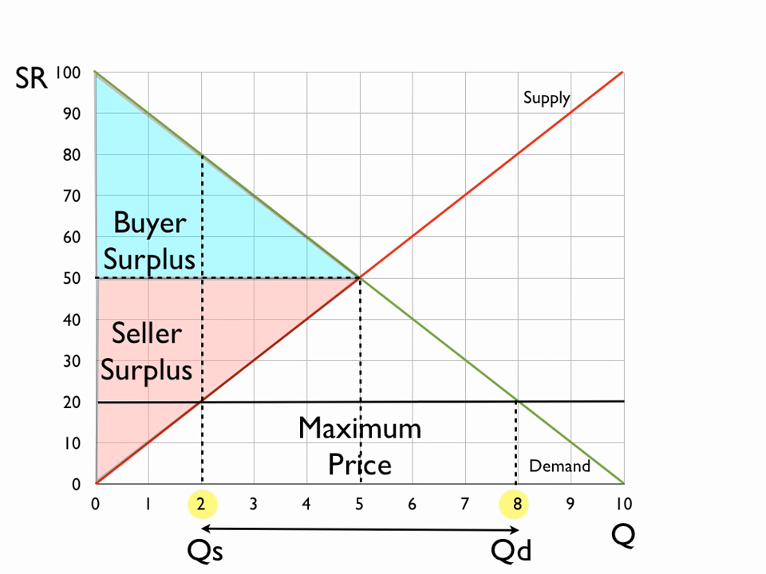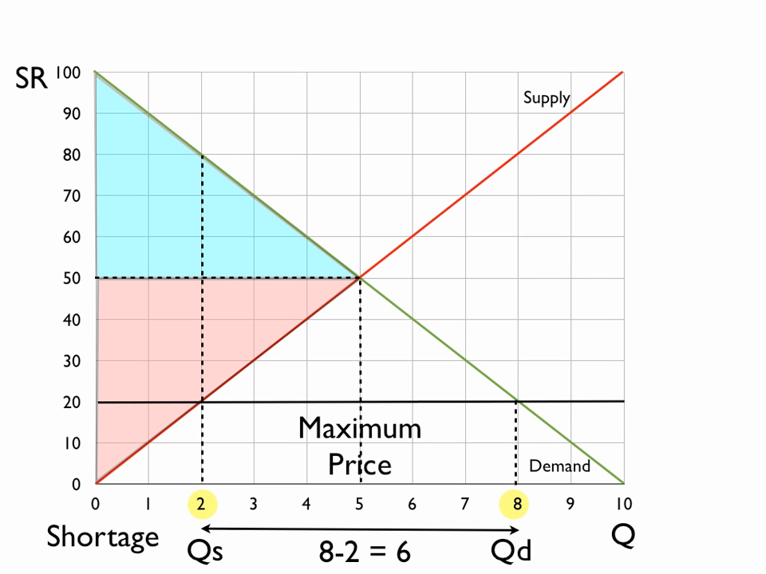So our difference would be noted as a shortage because our quantity demanded is significantly higher than the quantity supplied. To calculate the actual amount, it'd be 8 minus 2, or 6.